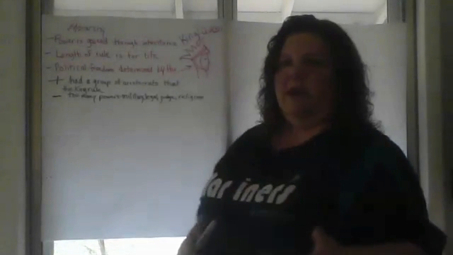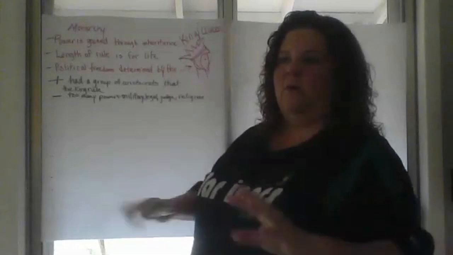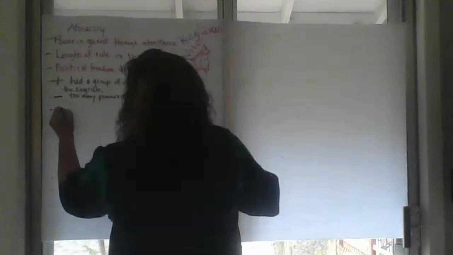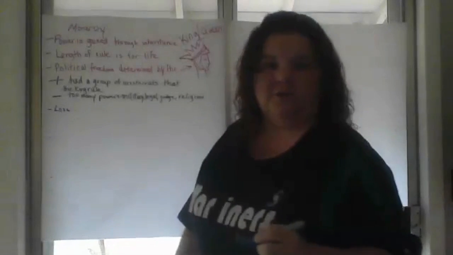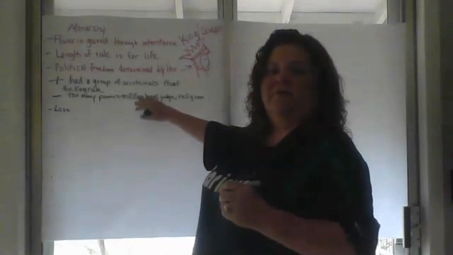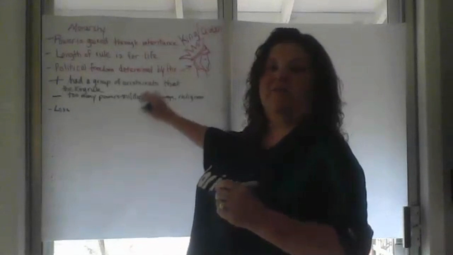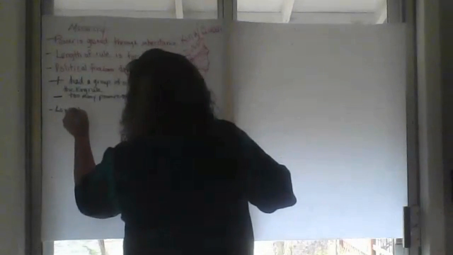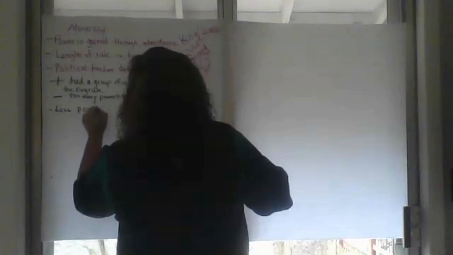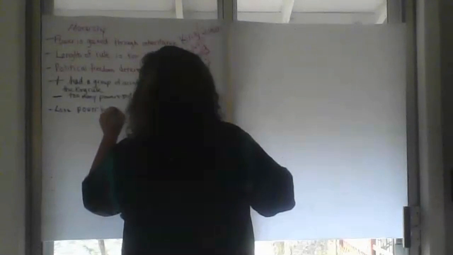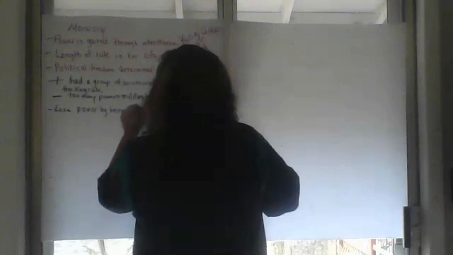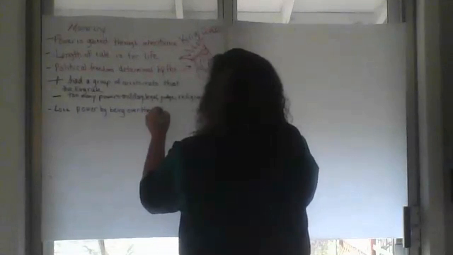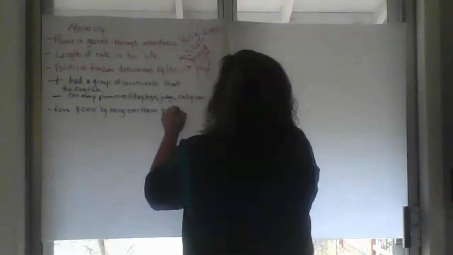Okay, so there was one main way that the monarchy lost power and the way it went away in Greece. You know how they say keep your friends close and your enemies closer. Well, it was often the aristocrats that were helping the king that eventually took over the government. So he could lose power by being overthrown by the aristocrats.